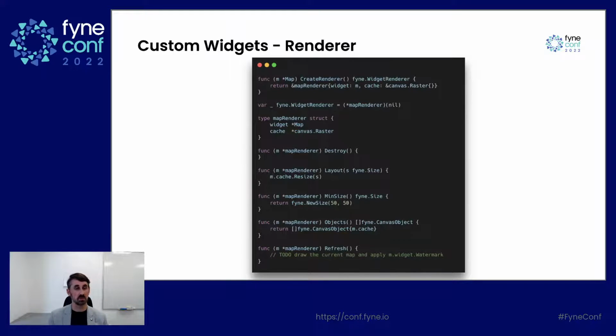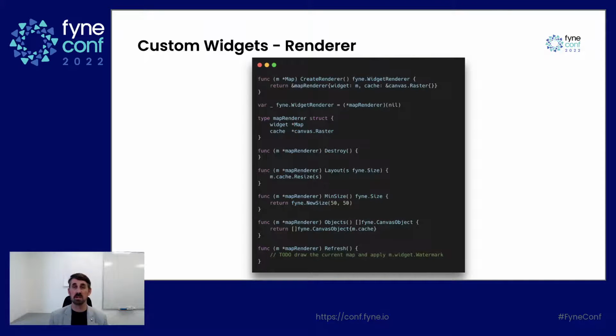We then have our struct, which represents the data that we passed in. We're not doing anything in destroy because there's not a huge amount to do. That raster cache will be cleared up when our renderer goes away. Our layout is simply to set this cached raster to be the full size of our widget, and we have set the min size to 50/50. It's a little arbitrary in this case.